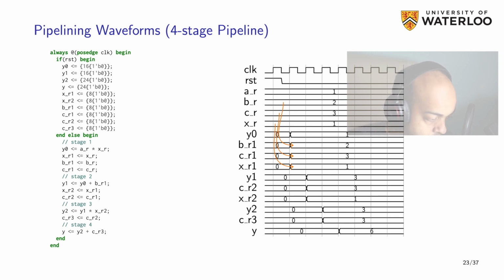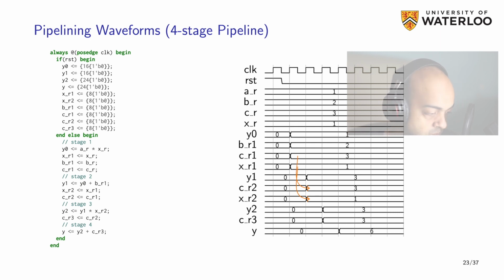Now in the second cycle, right? So in the following cycle, in this cycle here, I'm going to re-execute my always block. At this point, y0, b_r1, c_r1, and x_r1 will not change because those inputs in this case have not changed. What will change though is y0 and the r1 versions of b, c, and x, right? So I can go ahead and compute y0 plus b, and I'm going to sample y0 and b at that clock edge, and just after the clock edge, y1 is going to change its value. And then as before, I'm going to take c and x and just delay them by one extra cycle.